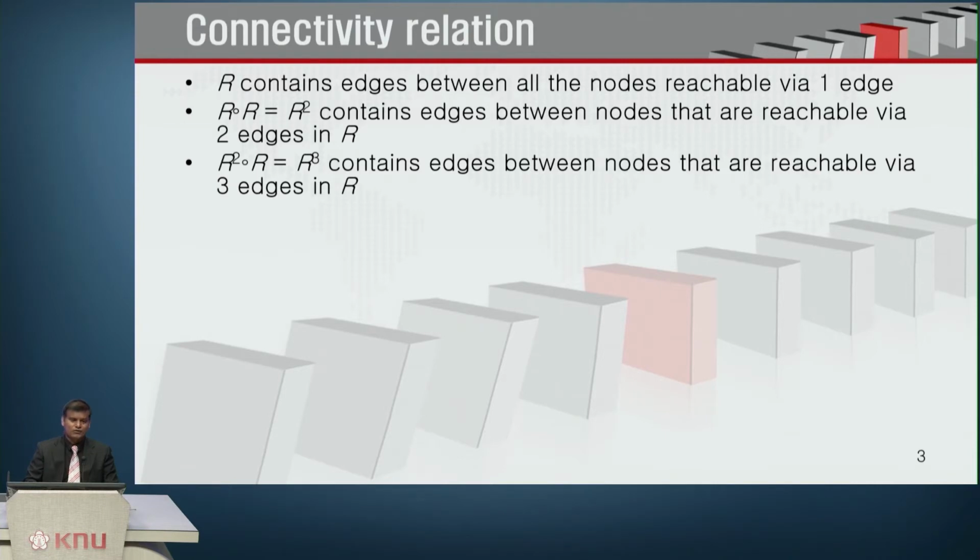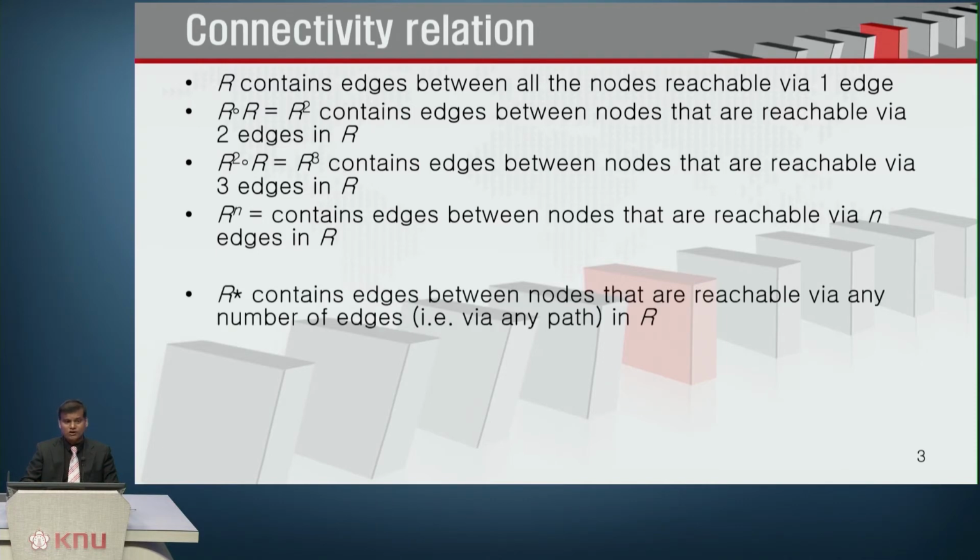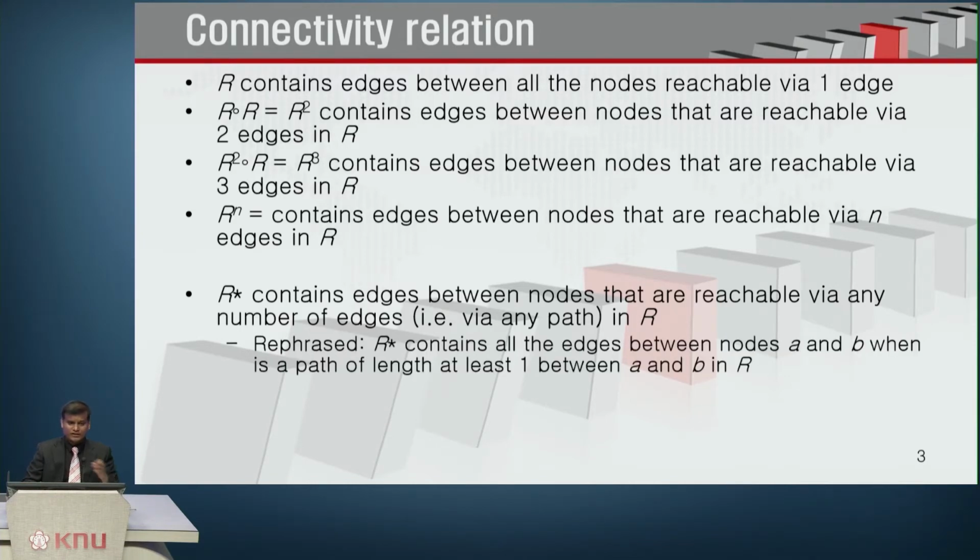Again, if you consider R power 2 in composition with R, that gives you R power 3, which contains the edge between nodes that are reachable via three edges in R. That gives us a generic form, R power n, that contains the edge between nodes that are reachable via n edges in R. So R star contains the edge between nodes that are reachable via any number of edges, via any path in R. You can rephrase this: R star contains the edge between nodes A and B when there is a path of length at least 1 between A and B in R. So R star is the transitive closure of R.